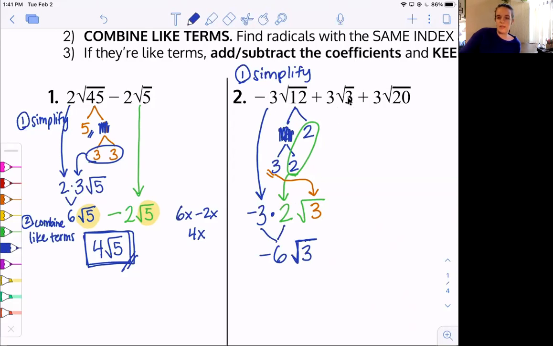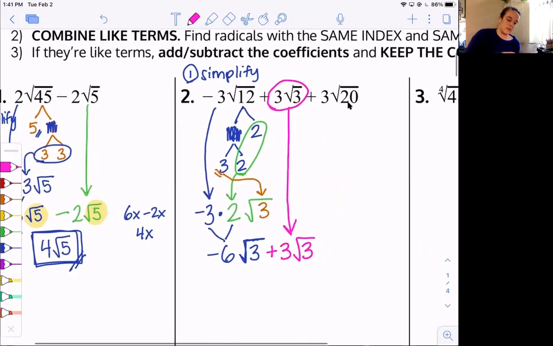The second one, can I break down the 3? No, there's nothing I can do, right? So I'm going to bring this 3 straight down. Yep, bring it down, perfect. Just like that. Nothing I can do about it. It doesn't break down, so I'm going to move it straight down.